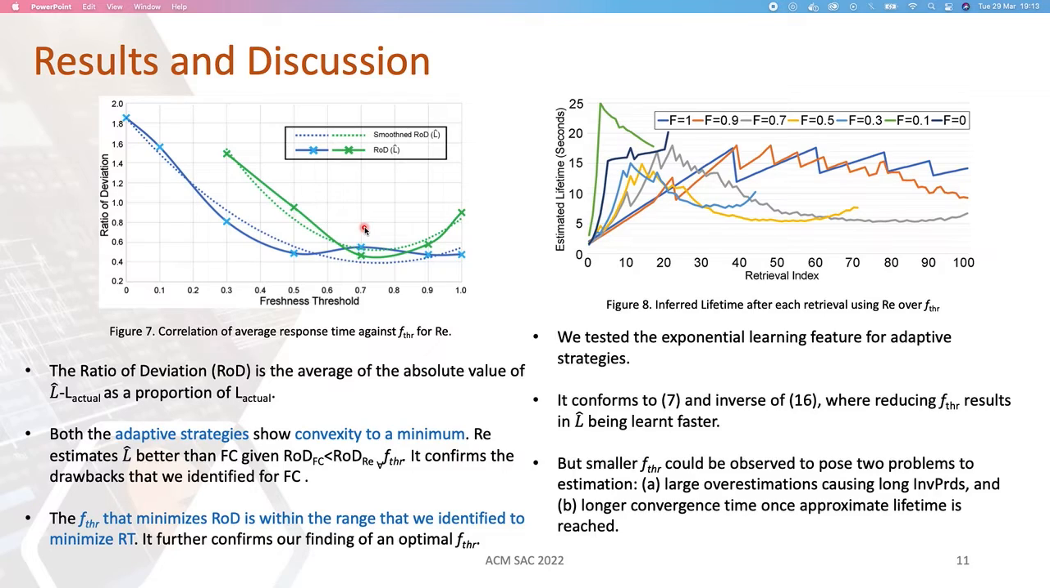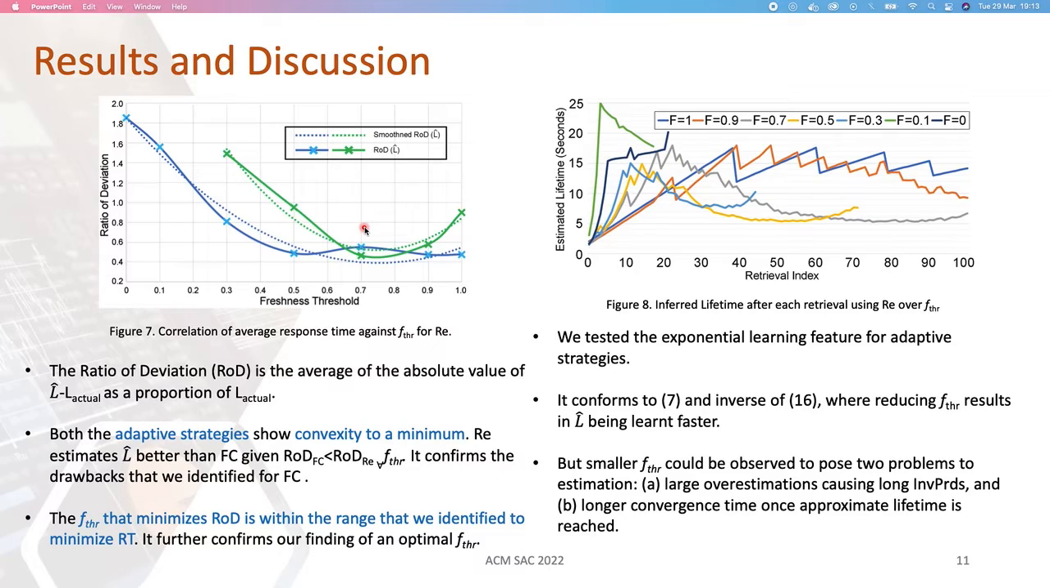But when we look at the ratio of deviation of the inferred lifetime against the actual lifetime, which also shows some convexity that minimizes within the same range of freshness threshold that we identified before. So this is interesting because our main objective itself is to synchronize the gap between two retrievals as much as possible with the actual lifetime to maximize cost efficiency.